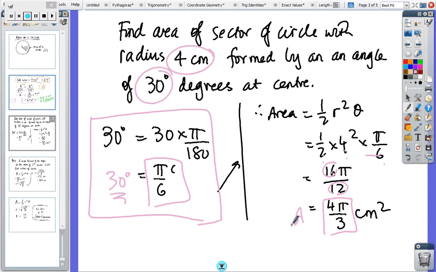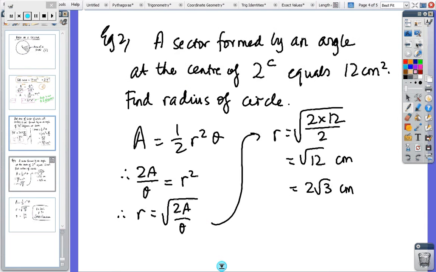And then you could convert that into a decimal by putting pi as 3.14 and getting it on your calculator and doing another calculation. But the answer is exactly 4 pi on 3 centimetres squared. The area is a square unit, and don't forget to put units. Okay, so example 2.